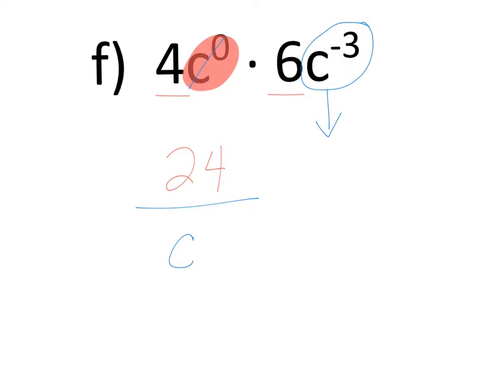Oops, how about we'll put a 3 there instead. So 24 divided by c to the third, and that's your answer.